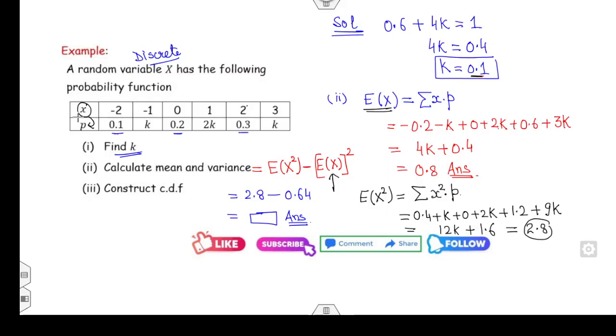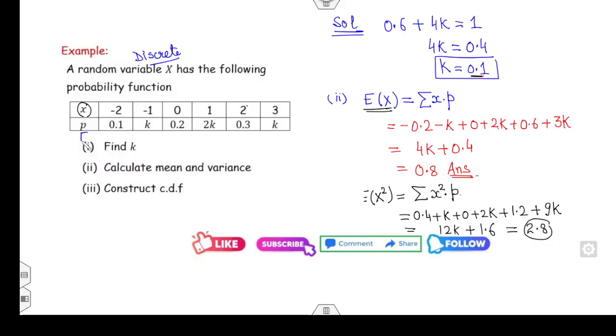Look at the last part. Your target is to calculate the CDF. CDF means you can calculate the F. The first answer remains the same. Fine. You can add the previous value. What is my K? K is 0.1. So 0.1 and 0.1 is 0.2.